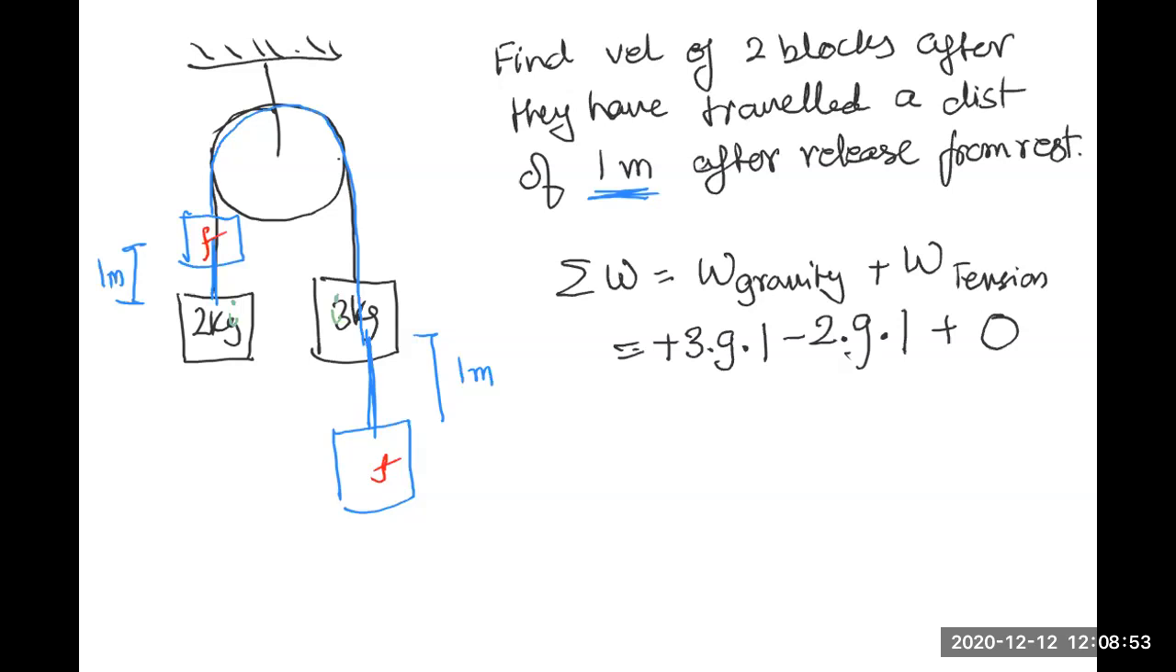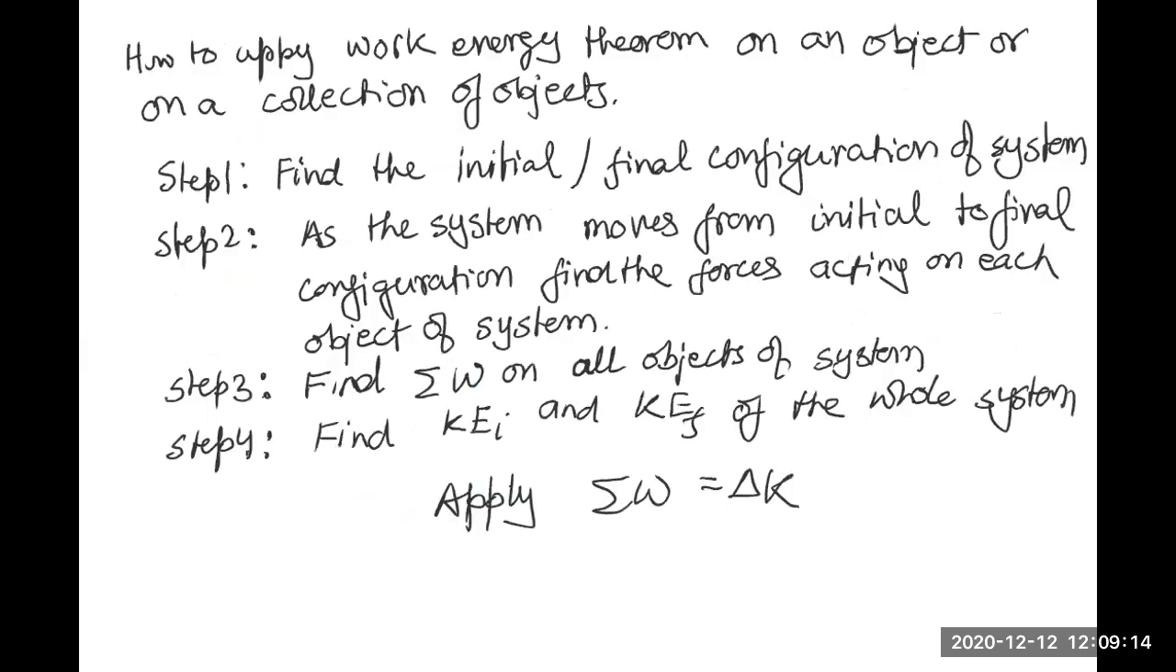So we don't have to bother about the constraint forces. So I have found the total work done, and that is equal to G, or 10 joules. Right? Please be very careful about the units. So I have figured out now the work done. Okay, summation W मैंने निकाल दिया.